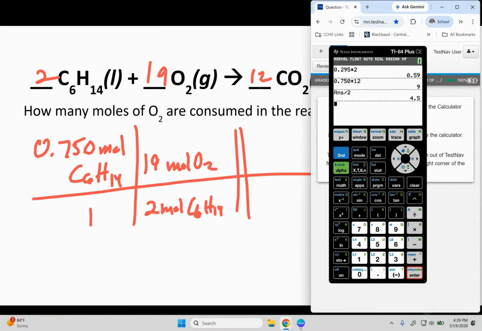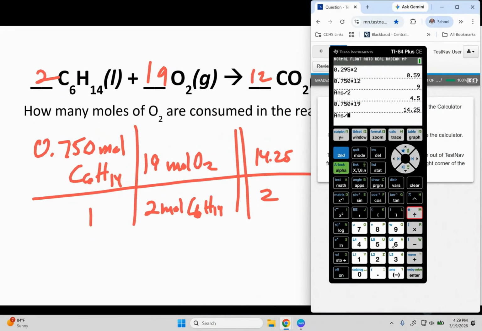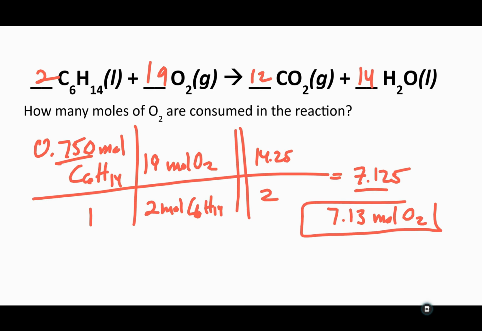So 0.750 times 19 divided by 2. That will be 7.125, 3 sig figs. So 7.13 moles of O2.